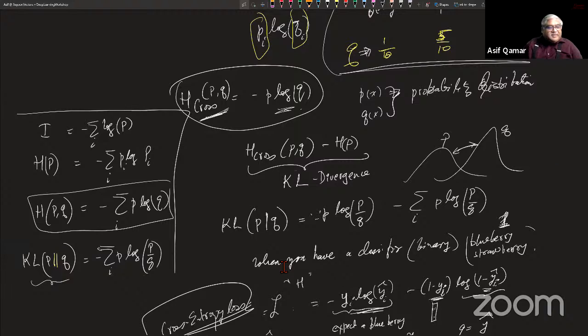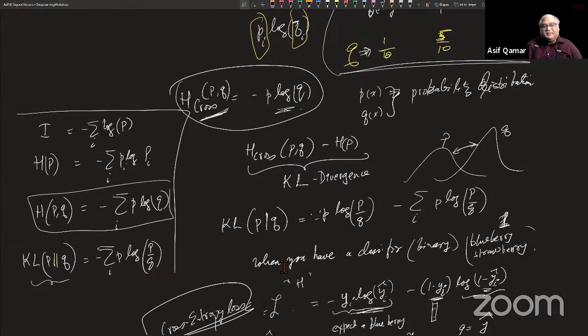Now, when you have the entropy of an event P, and P is happening, things are happening as you expected. And when you have P and Q, there is a gap between the two entropies, the cross entropy and the entropy of P itself. And that is called the KL divergence.